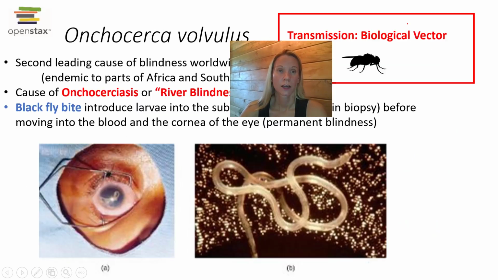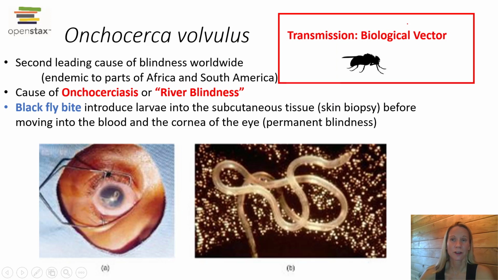Okay. Let's move on to the second type of transmission. I only have one example in this category, although there are more than one. The one example I want to talk about is the Onchocerca volvulus worm. Transmission: biological vector. It's actually a black fly bite, but not your house flies that are around your house today. No, it's endemic. The particular vector is endemic to parts of Africa and South America. So it's known to be a tropical disease.